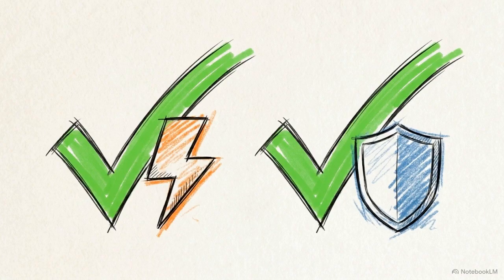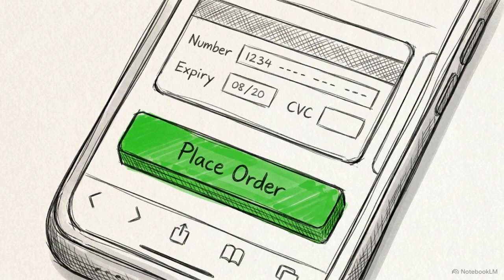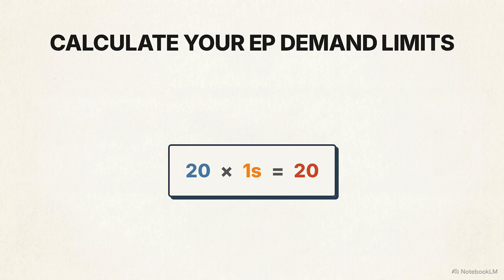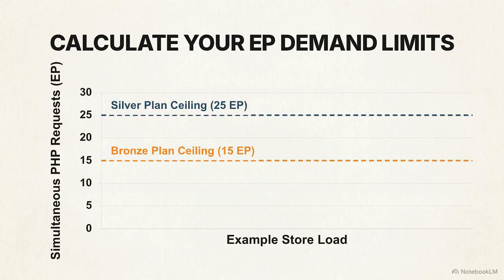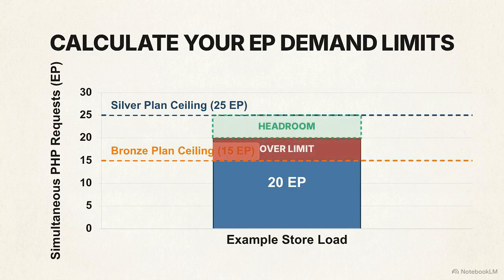Once your caching and security are configured, any remaining entry process failures are strictly due to irreducible dynamic load. This happens with actions you cannot cache, like logged-in WooCommerce shoppers completing a checkout. To calculate capacity, multiply peak visitors in a 10-second window by average page generation time. 20 concurrent shoppers times a 1-second load equals 20 EP demand. This exact formula proves if your tier, like the 15-slot bronze or 25-slot silver plan, can handle the load.